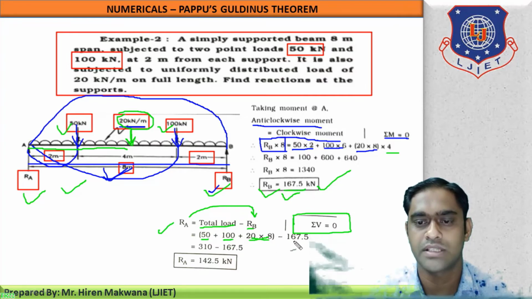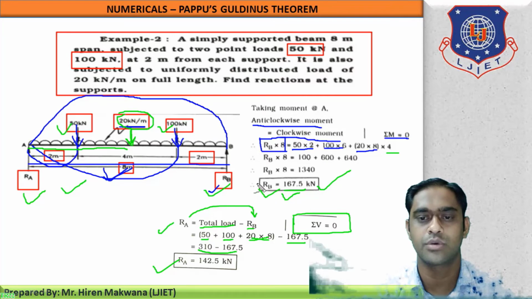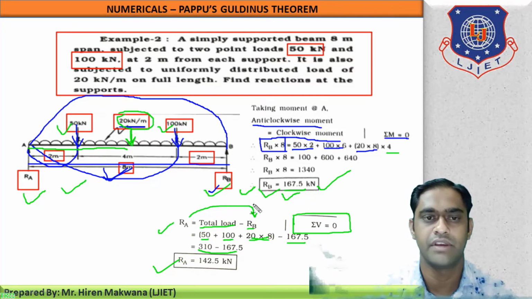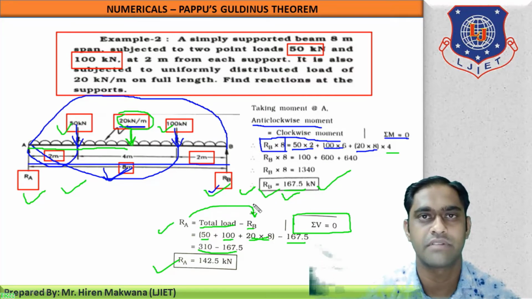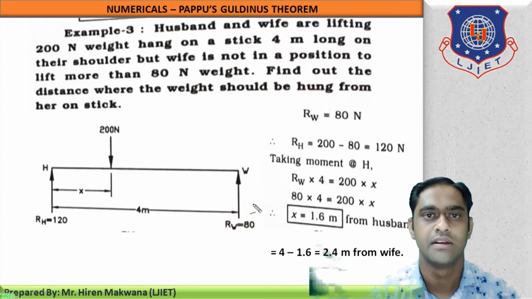So RB is equal to 167.5. So the total answer will be 310 minus 167.5. So RA is equal to 142.5 kilonewton. So these are the two unknown reactions which we had to find. So hope this is a very simple numerical. You will be clear about this. Let us see some other numerical.